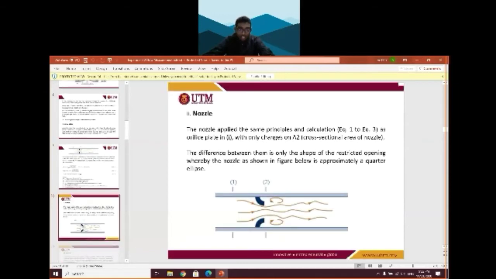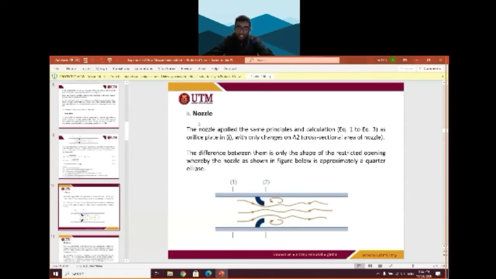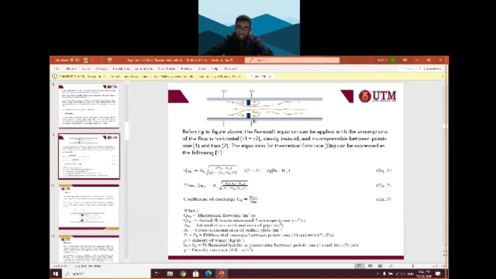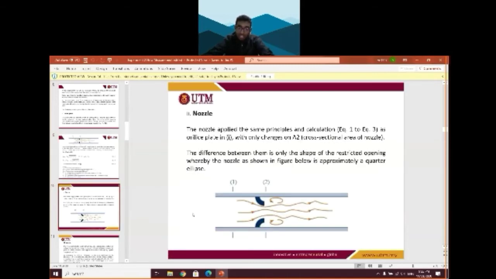Alright, now we are going to look at the second device, which is the nozzle. The nozzle applies the same principle and calculation we discussed earlier for the orifice plate, and the only change is the area at number 2. As you can see from the previous picture, the turbulence here is not so bad. It's not good, but it's not so bad at the same time. But as you can see here, the turbulence is very bad compared to the first one.